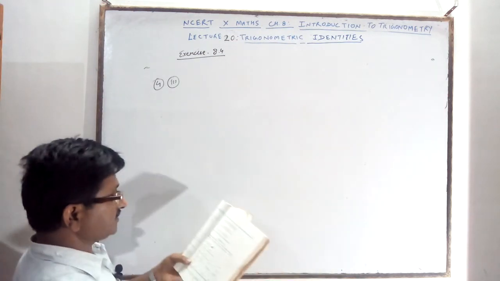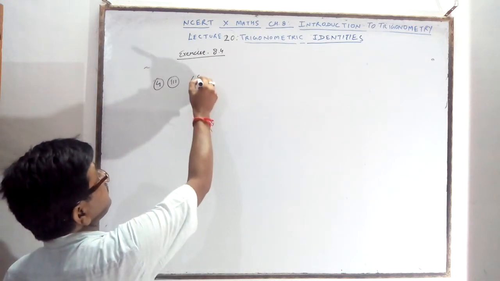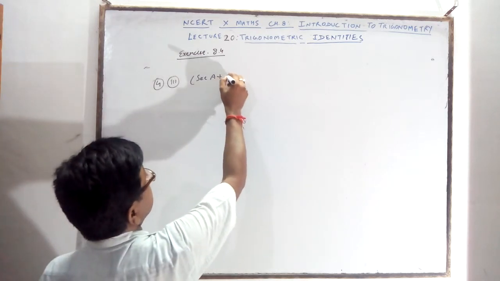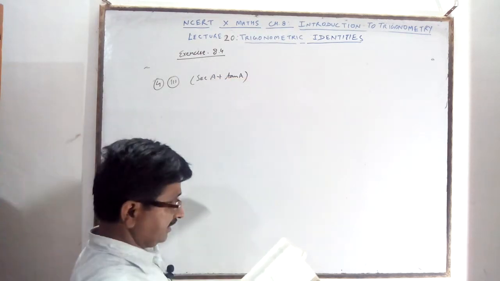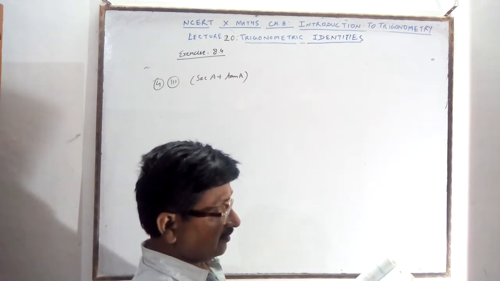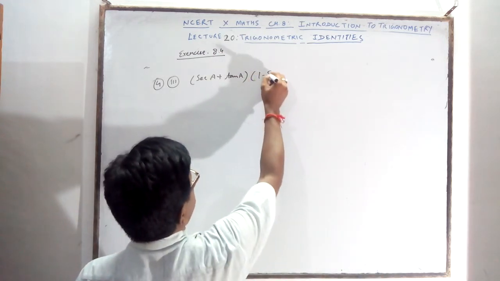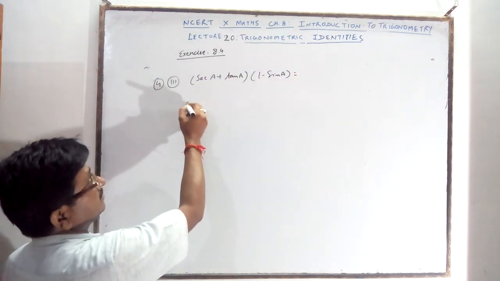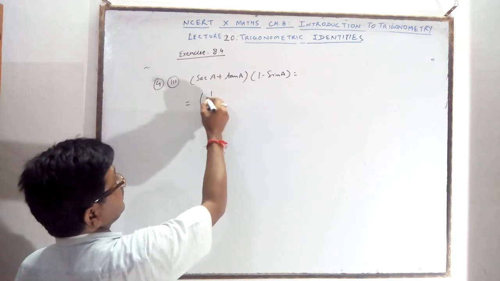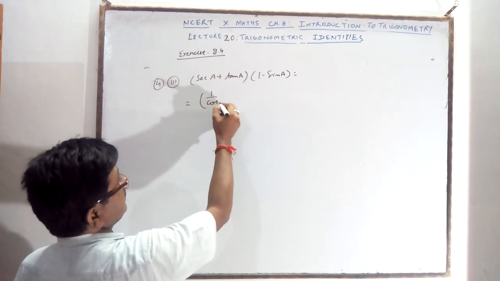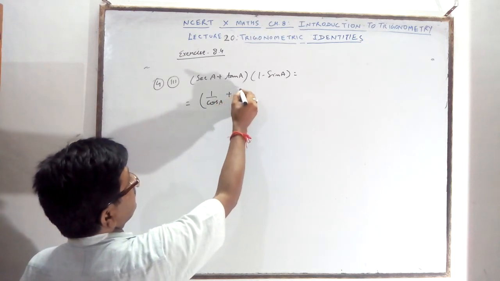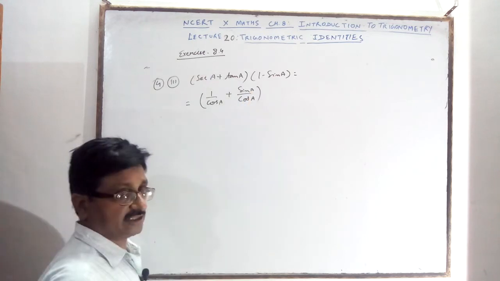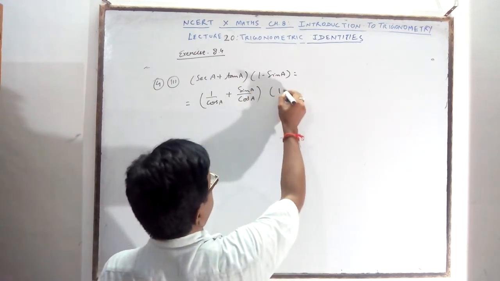Now the third part is given: (sec A plus tan A) in one bracket and (1 minus sin A) in another bracket. It is an MCQ question. You want to prove it. So what will you do here? Change the first bracket into sin and cos. Sec A is 1 upon cos A, tan A is sin A upon cos A. First of all you will change it. Second bracket as it is.